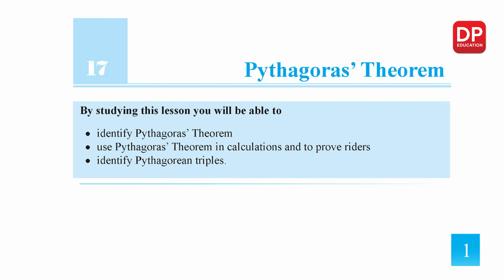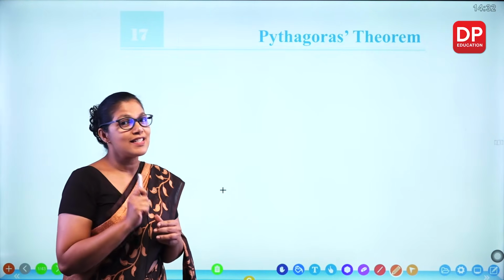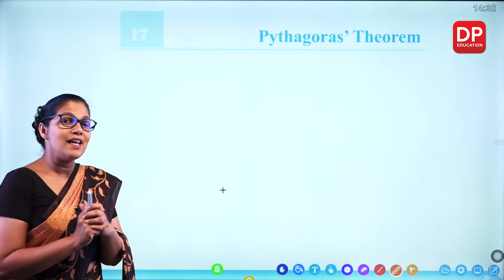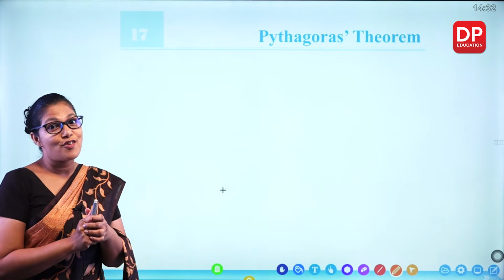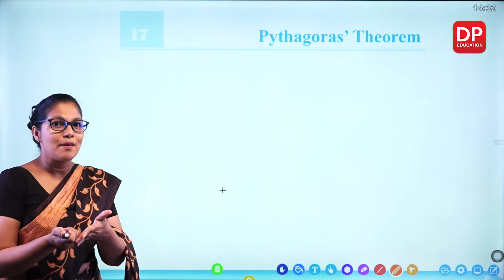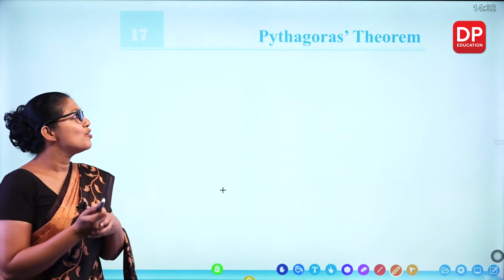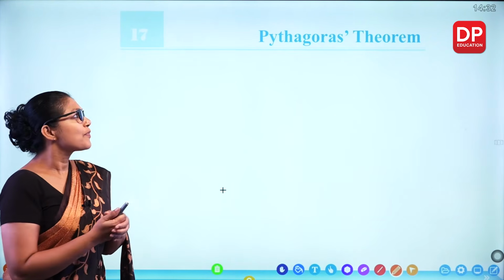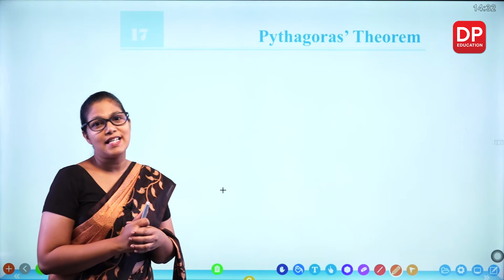Who's that? Pythagoras or Pythagoras. The correct term is Pythagoras because one of my Greek students told me the correct pronunciation. But British people use Pythagoras. We are influenced in the British way. So I'll call it Pythagoras Theorem.